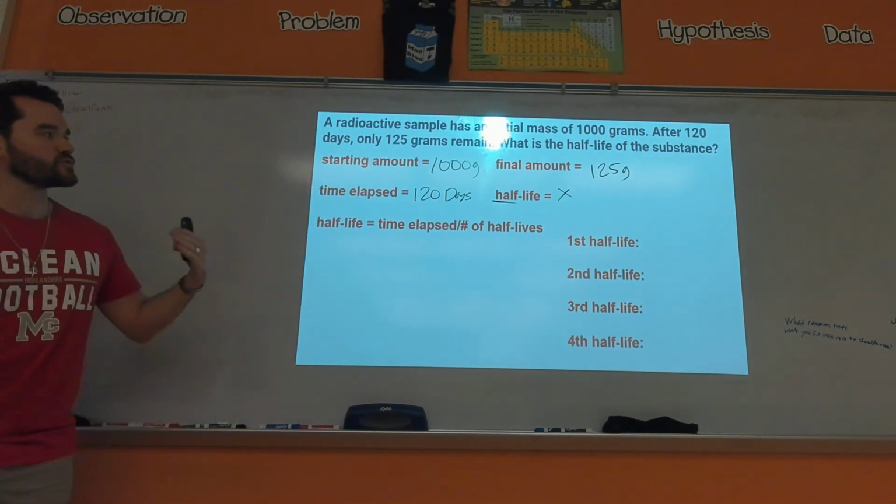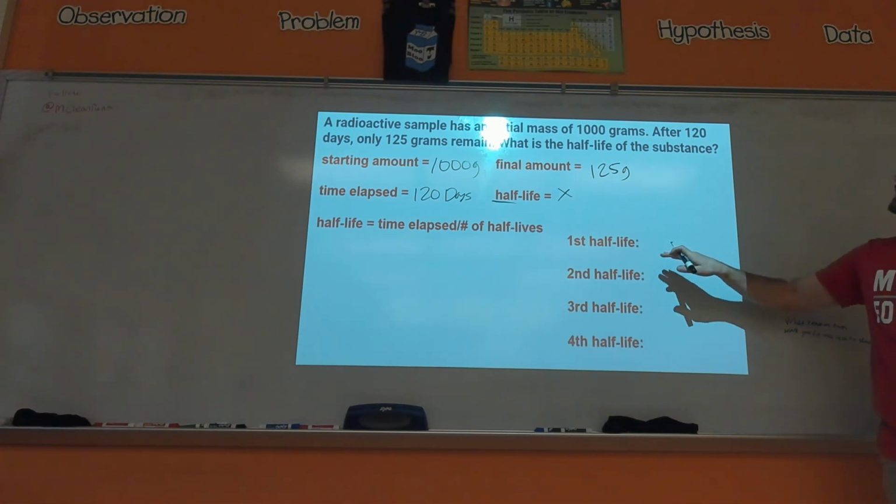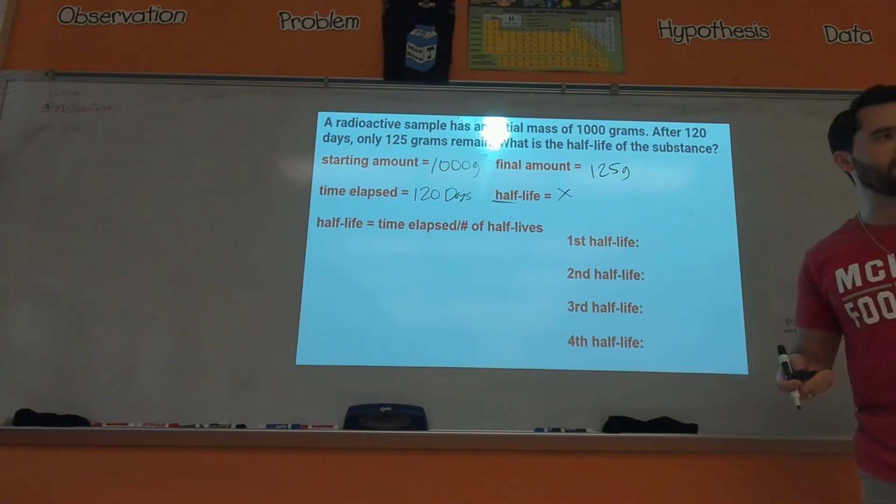So then try and just sort of visualize what's happening in this problem. You have a 1,000 gram sample. Every such and such amount of days, it'll be cut in half. We have 120 days to do this cutting in half process to get us to 125 grams. So what we want to figure out is, how many half-lives am I doing? How many times am I going to divide 1,000 by 2 to get to 125? Somebody had said 3, I think.